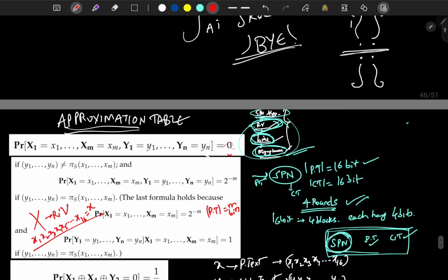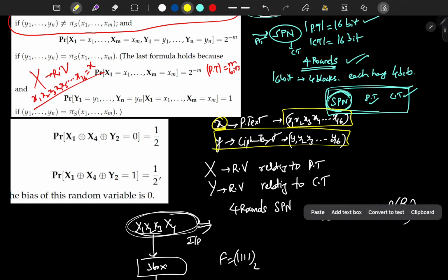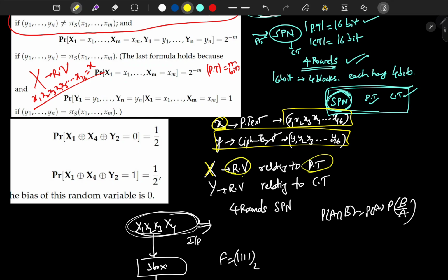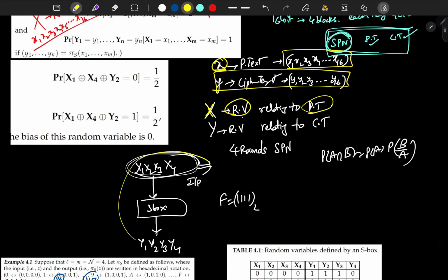See, this is what they are defining, and you have to remember these things. Let's say I am indicating X. X indicates the whole 16 bits. Capital X is our random variable relating to the plain text, and capital Y is our random variable relating to the ciphertext. You have to understand this. For one S-box we give 4 bits, x1, x2, small x1, and you will get all the small y1, y2, y3, y4.